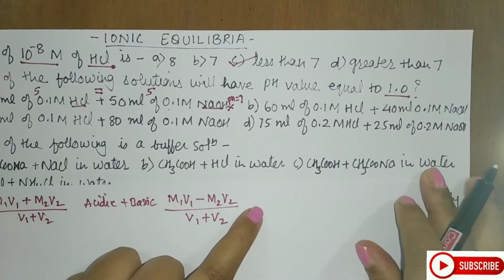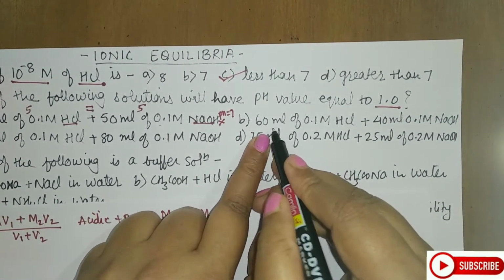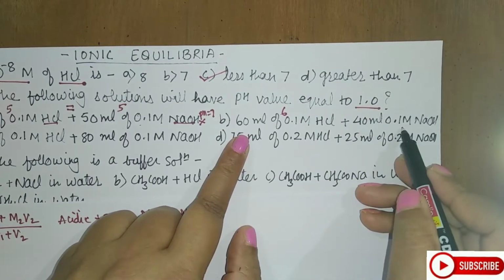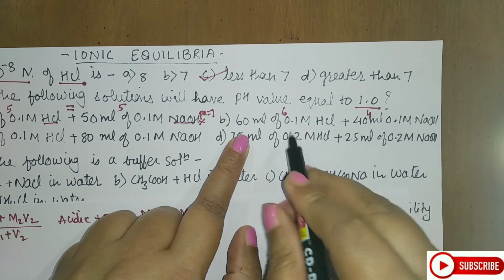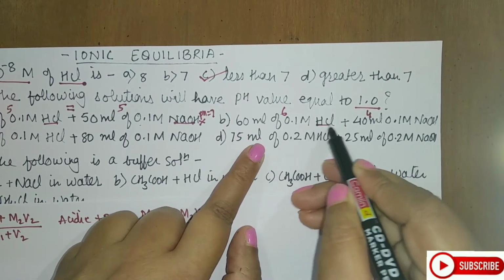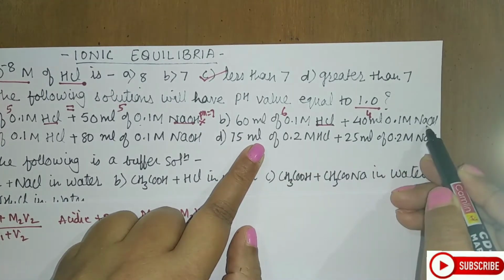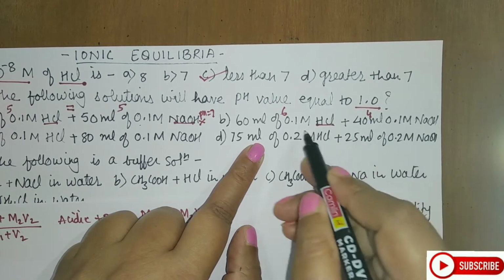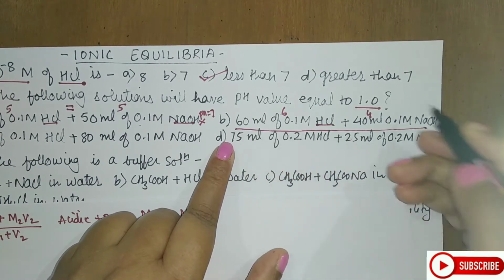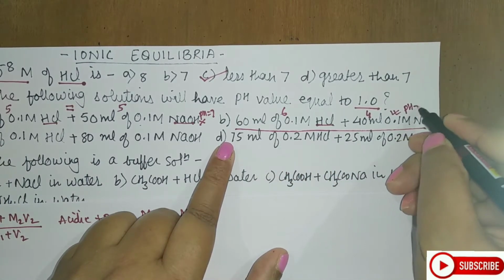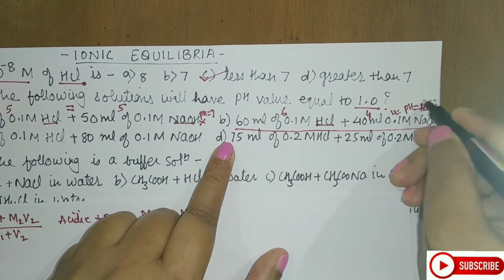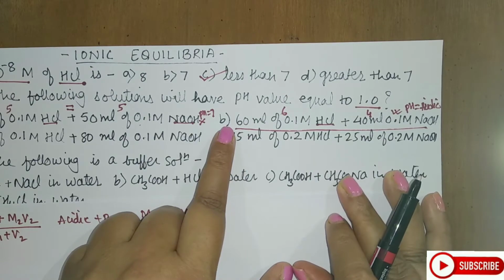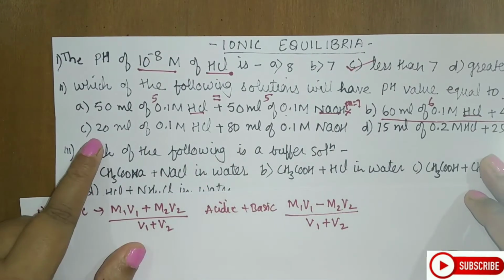Let us come to the second one. If I see this is 60 into 0.1, so this will give me 6 here. This is 40 into 0.1, this will give me 4. If you see the concentrations, this is HCl which is 6 and this is NaOH which is 4. Means HCl is more than that of NaOH, and therefore for this option there is a possibility that the pH will be acidic. Why acidic students? Because this HCl is more. So this can be the answer, but for that let us see the next one.